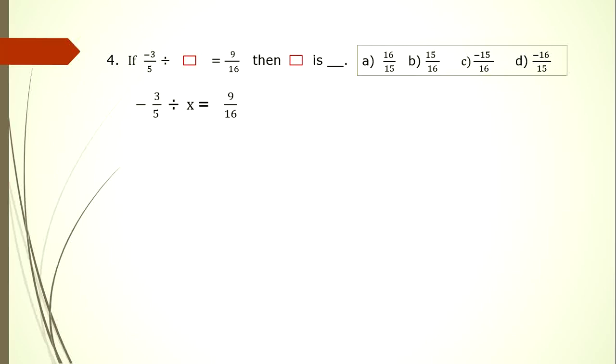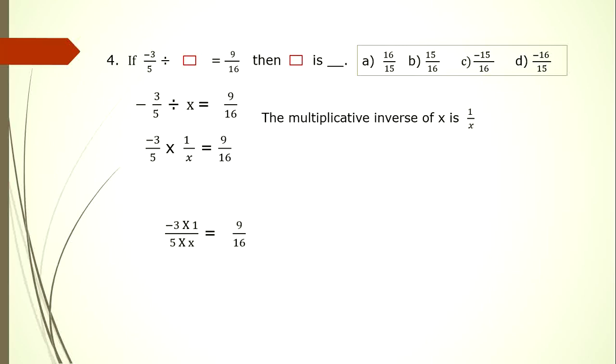Now we need to take the multiplicative inverse of x, and the multiplicative inverse of x is 1/x. So minus 3/5 into 1/x is equal to 9/16. Remember the multiplication of rational numbers: we need to multiply the numerators and multiply the denominators. So we get minus 3 into 1 over 5 into x is equal to 9/16. On multiplication we get minus 3/5x is equal to 9/16.